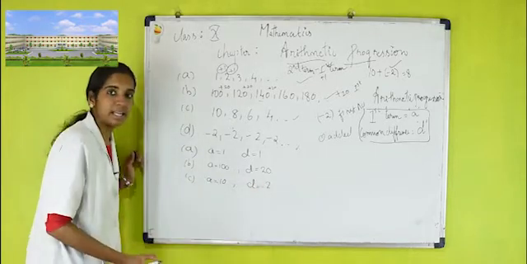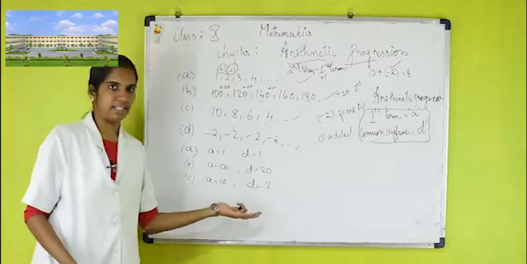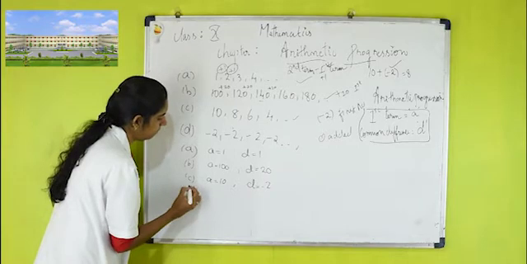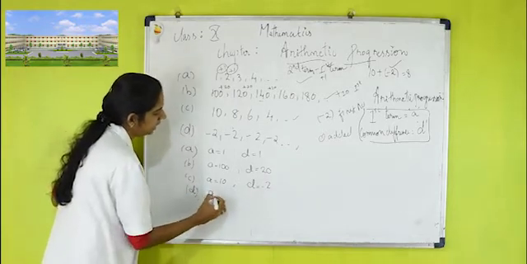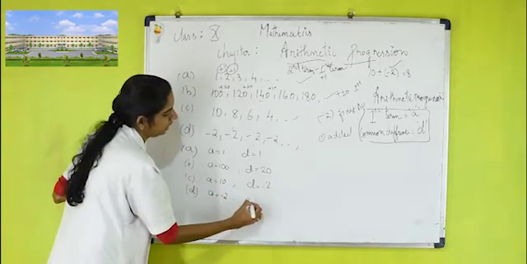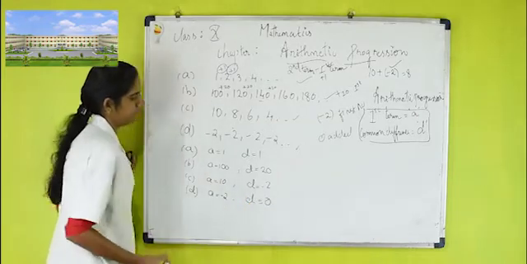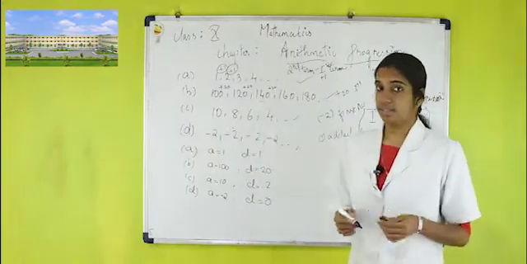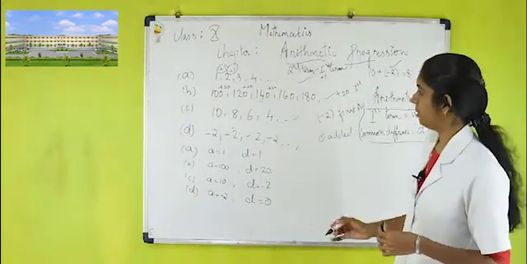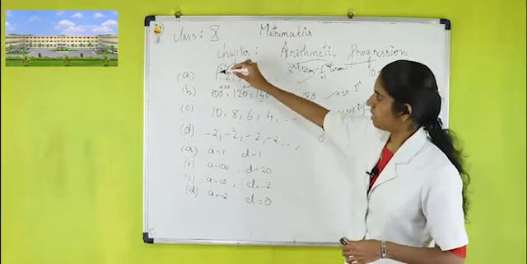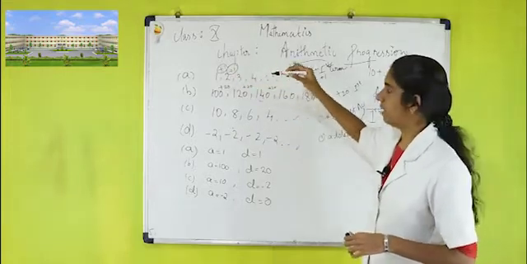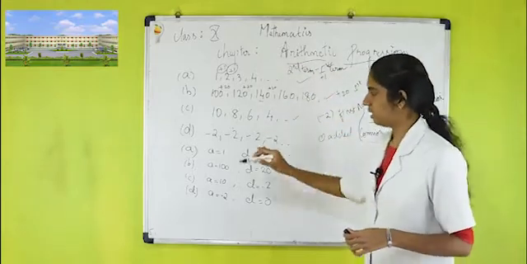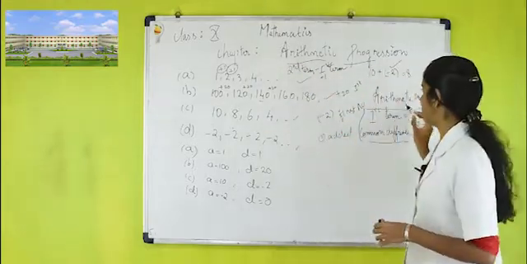What is actually A and D? A is the first term and D is the common difference. And in the last example, A equals minus 2 and D equals 0. Clear? So, this type of number series, how will you get it? If we add a fixed number to the first term of the series, we get the second term. If we add the same number to the second term, we get the third term, like that. So, this type of series is generally known as the arithmetic progression.